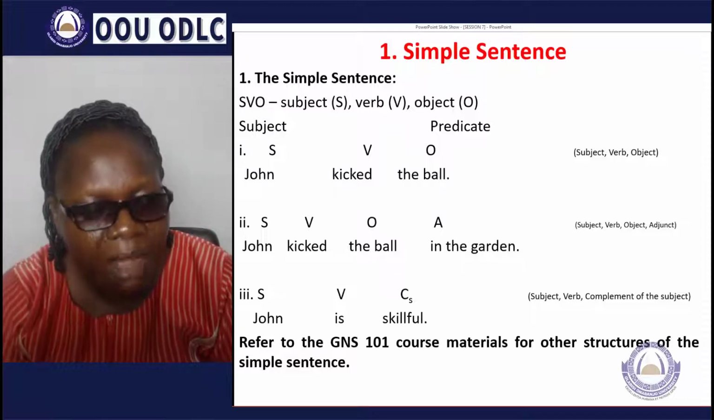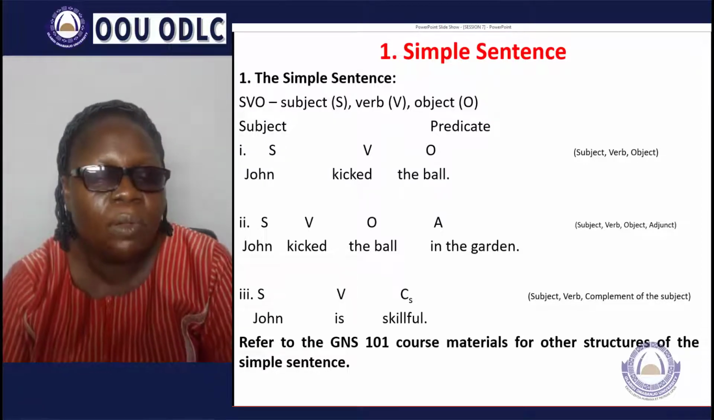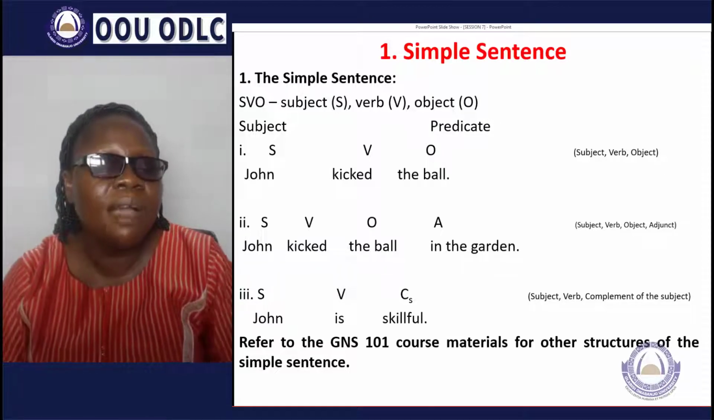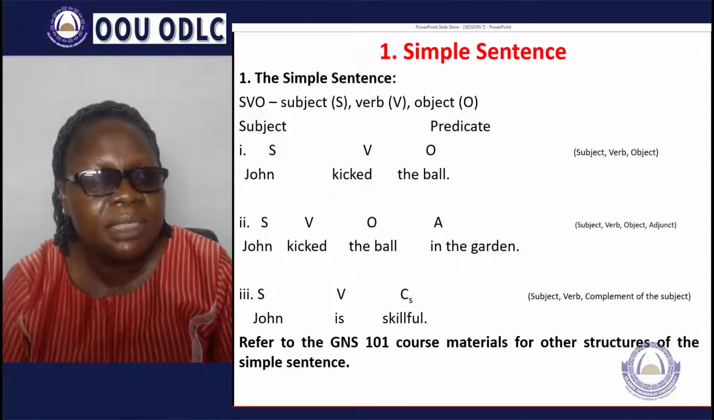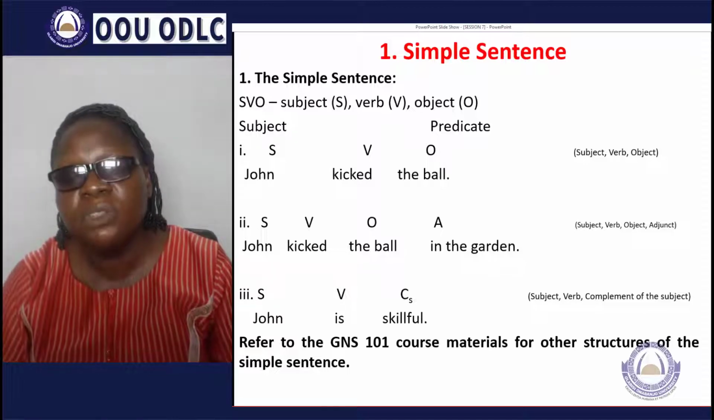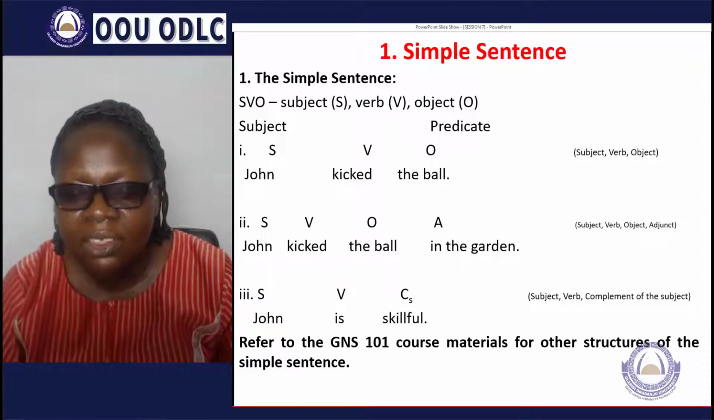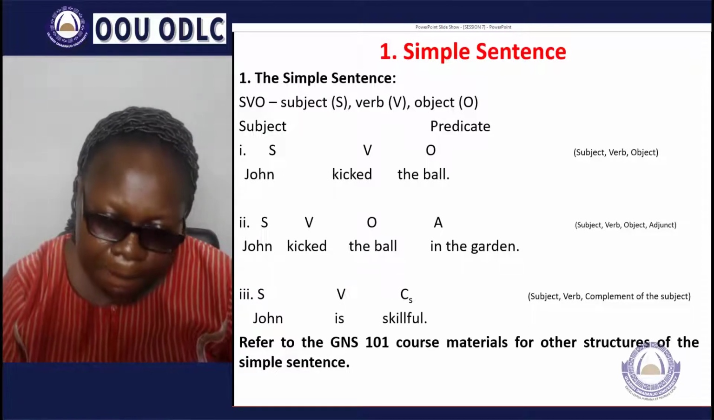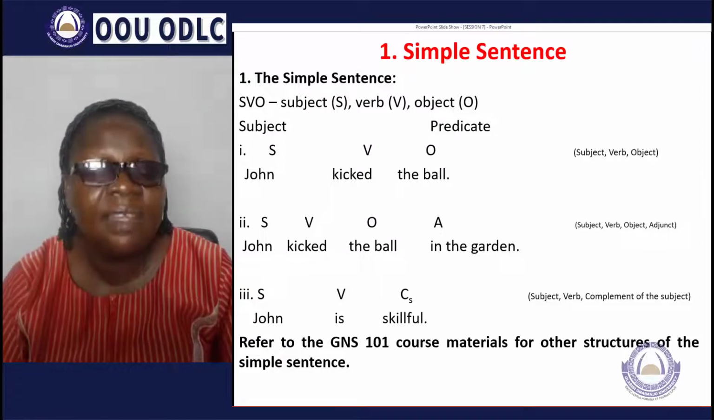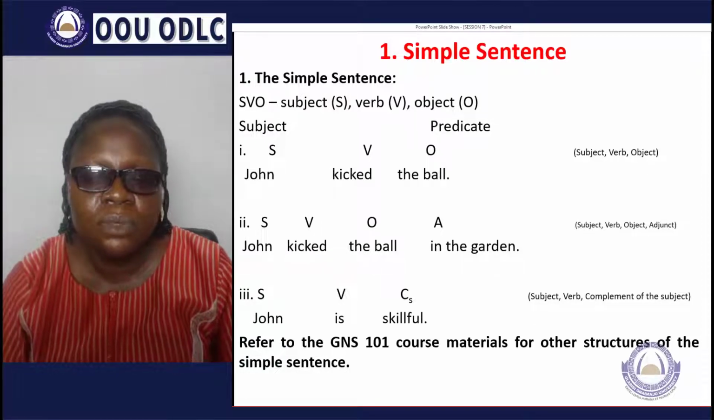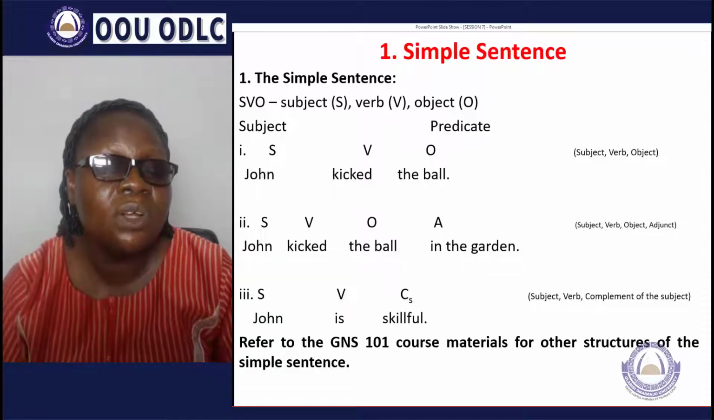Sentence 2, we have John kicked the ball in the garden. Here we have the subject, John, the verb, kicked, the object, the ball, and then we have introduced the adjunct. The adjunct tells us where the action takes place. So, John kicked the ball. Where? In the garden. So, we have the subject, the verb, the object, and the adjunct in the structure of this sentence.